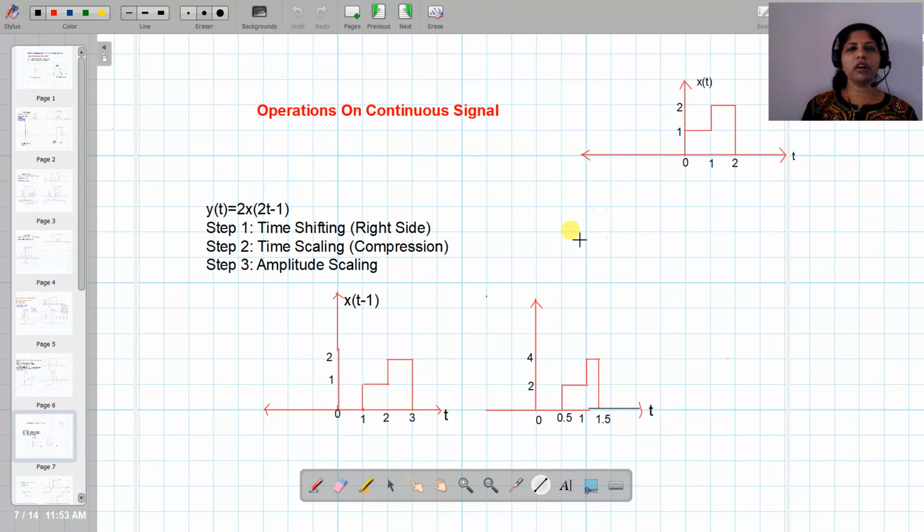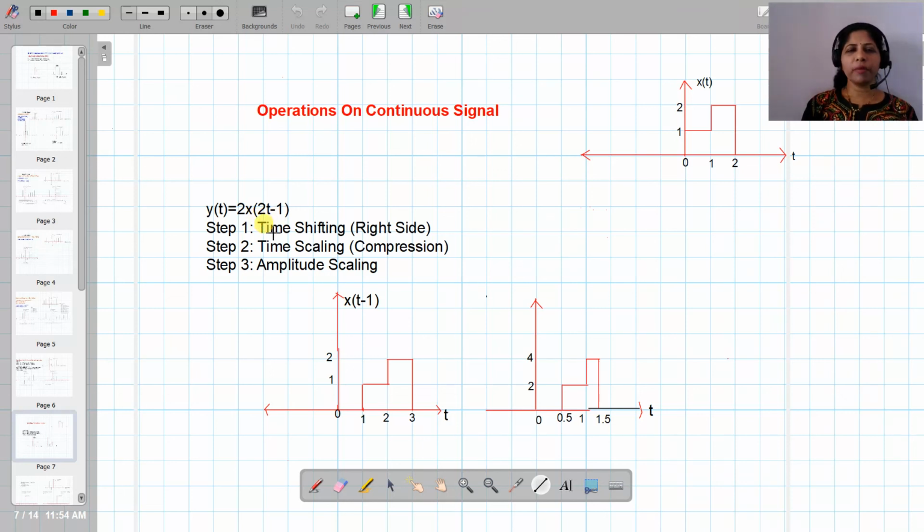Now we are taking one more example, based on a continuous signal. This is the original continuous signal. As it is a continuous signal, we have to consider all the values of the signal. This signal is from 0 to 2, having the amplitudes 1 and 2. Again we have to perform the operation y of t is equal to 2 into x of 2t minus 1. See, step by step we are performing these operations.